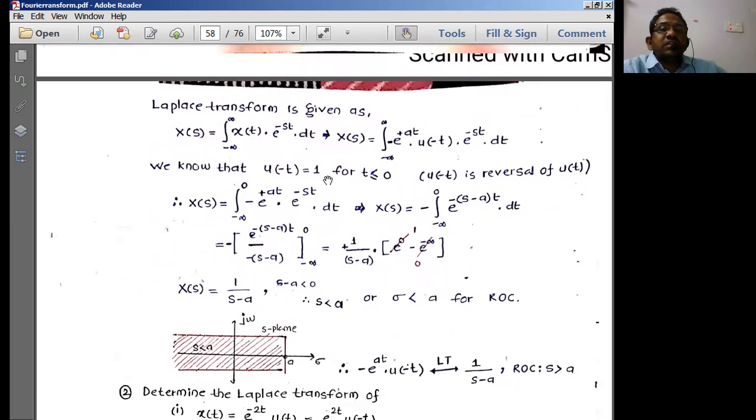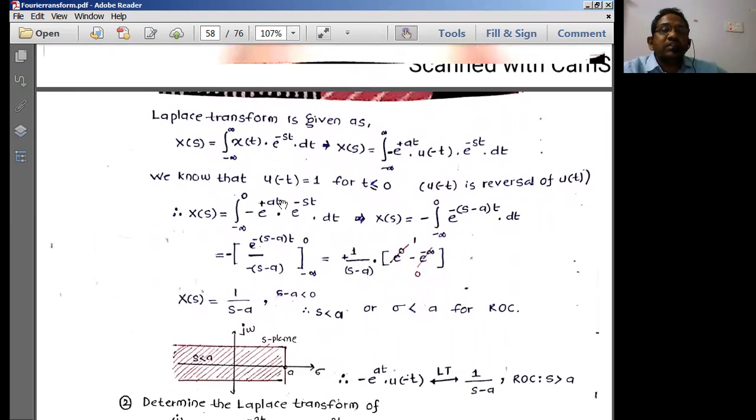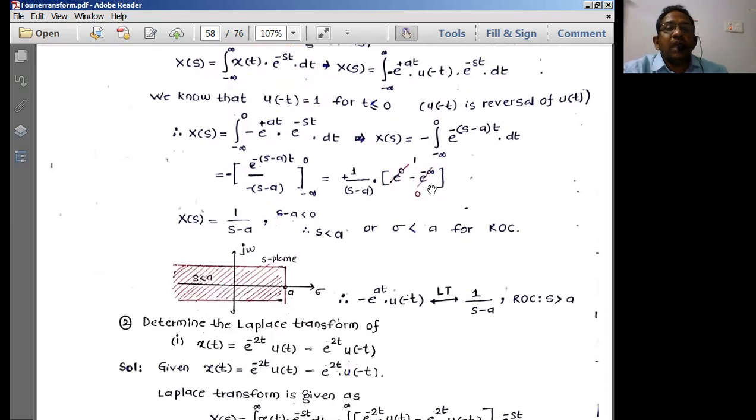So u of minus t is equal to 1 for t less than or equal to 0. So therefore, I can write this as, here t is going to take negative values. Therefore, e power minus at, this minus into minus becomes plus. u of t is going to take minus 1, so minus. So this is the equation I'll be having. When you expand, I'll take the minus outside. e to the power minus, if I take s minus a common, of t dt. Just simple integration here.